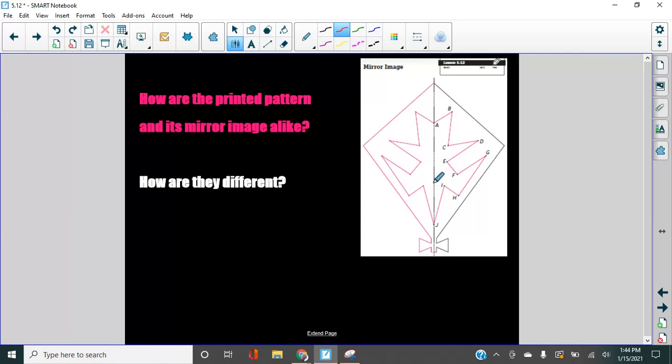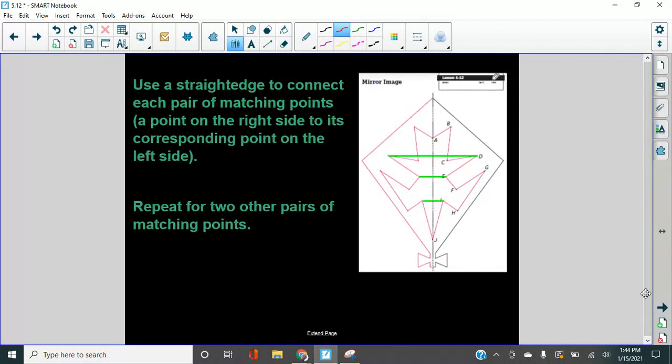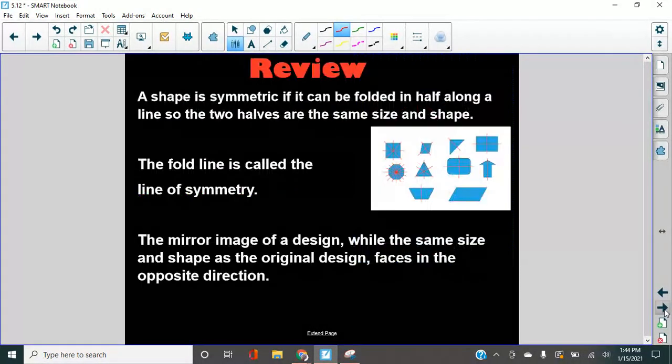All right, so you've made some observations, a little bit of comparing and contrasting the 2 different sides of this symmetrical image. Things like the distances are the same, the angle sizes are the same, the directions are a little bit different, because this is pointed that way, that's pointed the other way. So to review, a shape is symmetric, it has a line of symmetry, if it can be folded in half along a line, so the two halves are the same size and shape. They will fold and match.